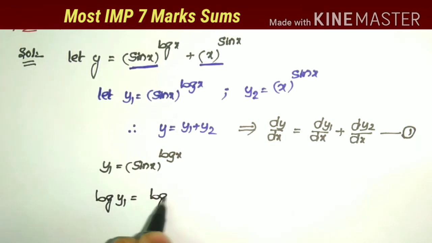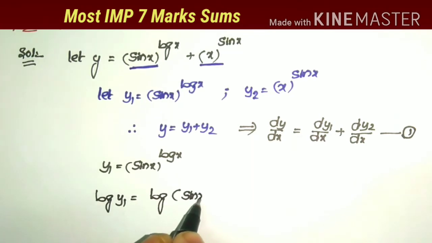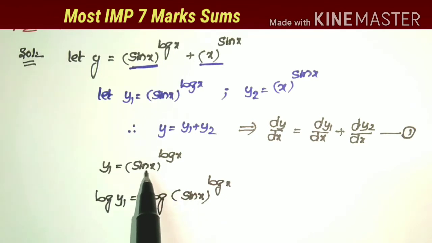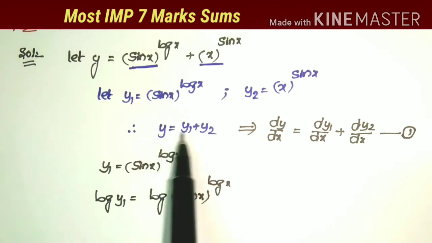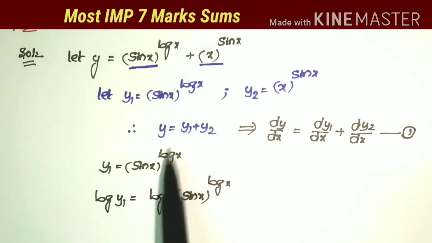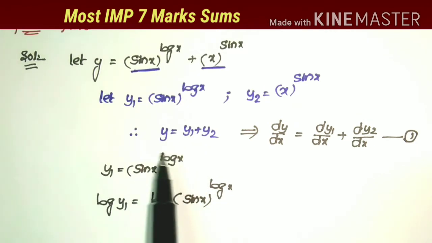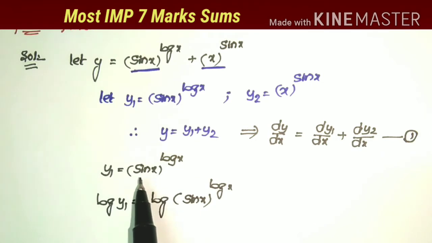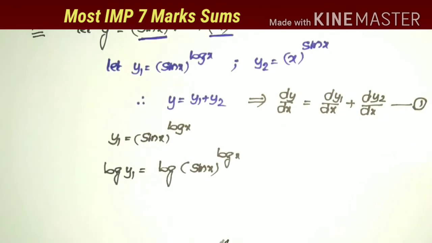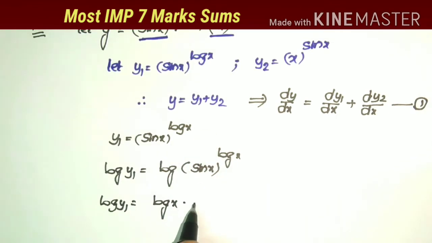That is, log y1 = log((sin x)^(log x)). When the given function is in the form x function power x function, both functions being x functions, that is f(x)^(g(x)), then we use the logarithm to find the derivative. That is the procedure. So log y1, writing the power as a multiplier, equals log x into log of sin x.